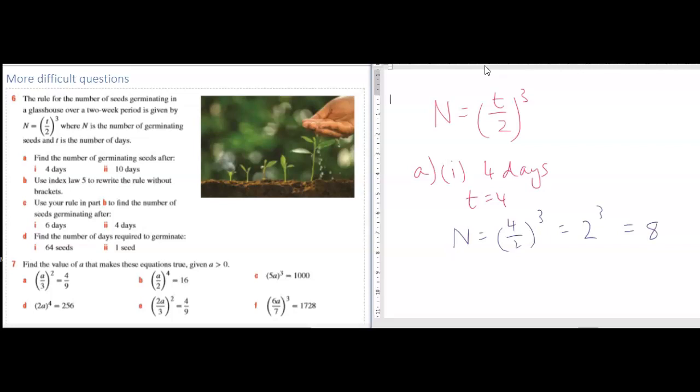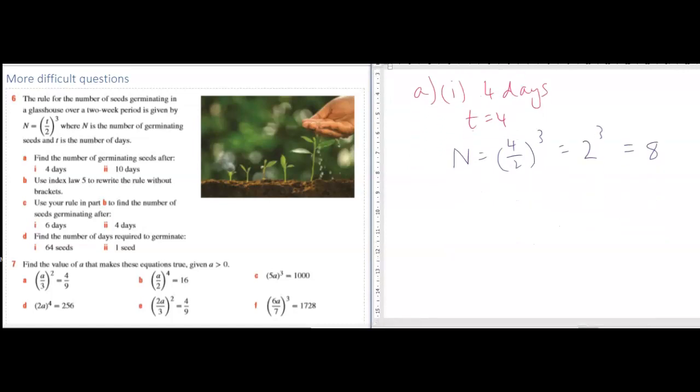10 days, the same thing. We're just doing a substitution. So part 2, we're going to have t equals 10. So I've got n equals (10 over 2) to the power of 3, so you don't have to do 10 to the power of 3 over 2 to the power of 3. You can simplify this first. So 10 over 2 is 5 to the power of 3. You're going to get the same answer. It's just probably more complicated to do it that way.